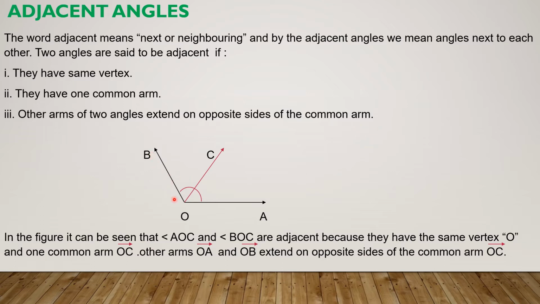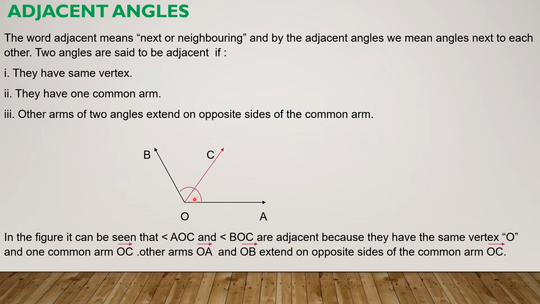Now look here at this figure, students. Here we have two angles. The first angle is angle AOC and the second angle is COB. This is your first angle while this is your second angle. Now look at these two angles, whether they are adjacent or non-adjacent.